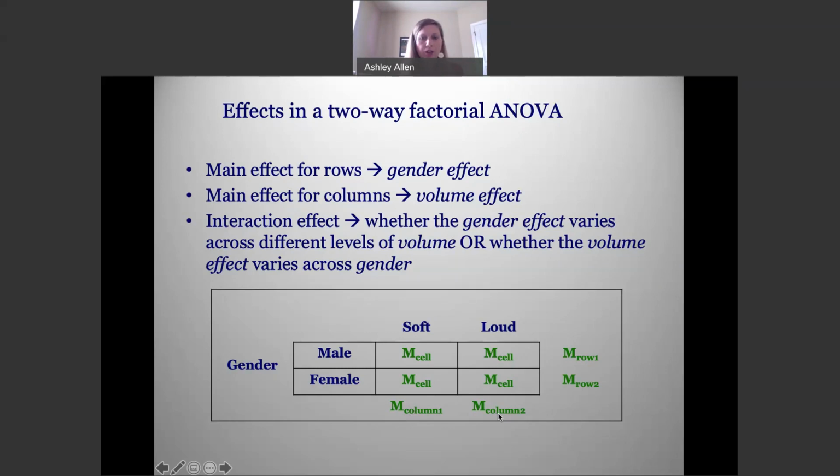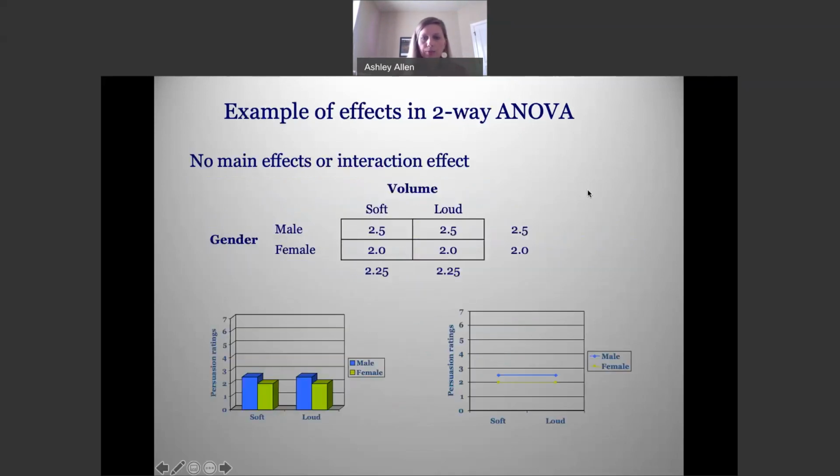The interaction effect is whether the gender effect varies across different levels of volume, or whether the volume effect varies across gender. I'll walk through that more as we have actual values filled in here. It'll make more sense. Okay. Let's see here. There you go.